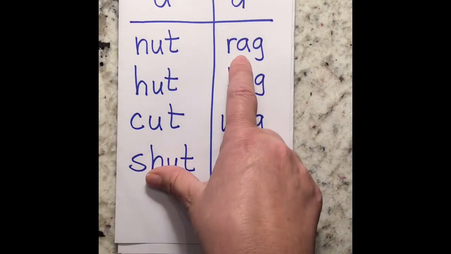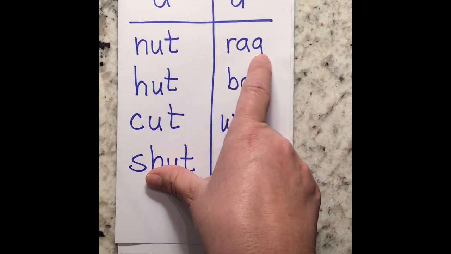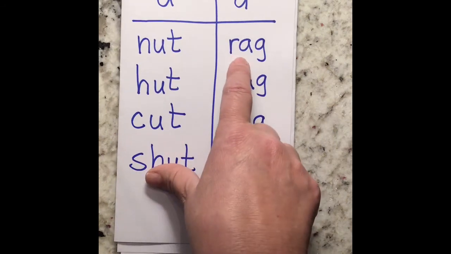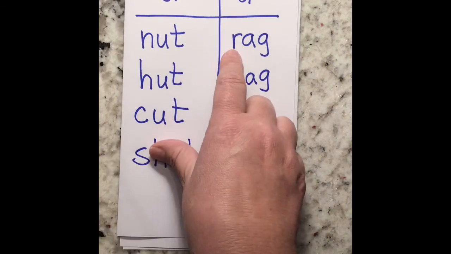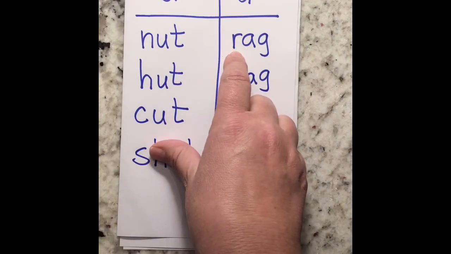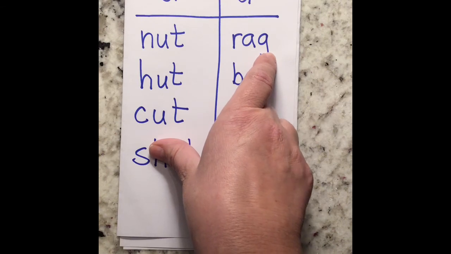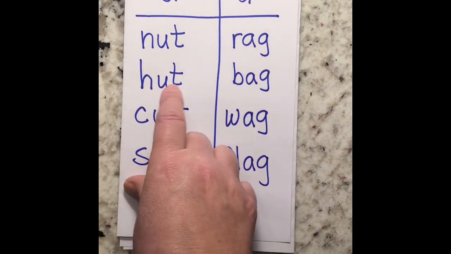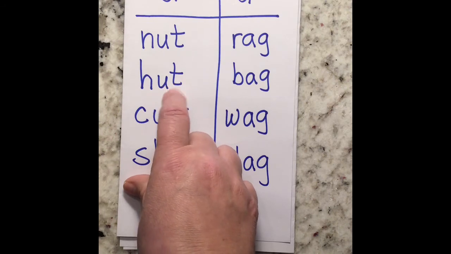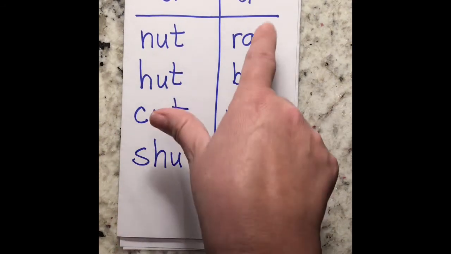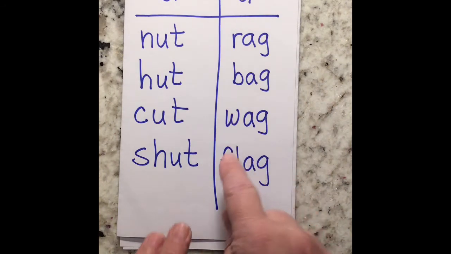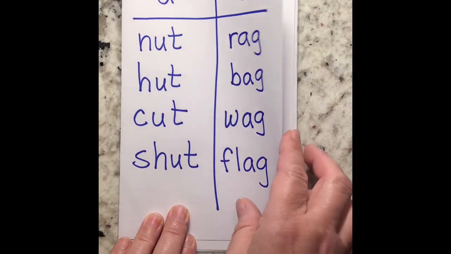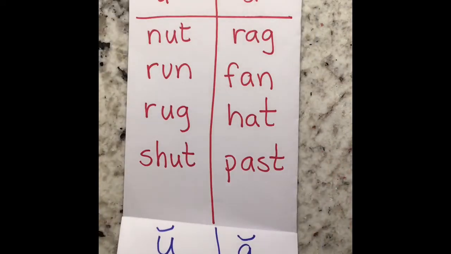And they would have a bigger unit of sound because ag is a bigger sound than a. They would also have a better location, because the difference between rag and maybe hut is not just the middle sound, it's also the end. These all end with T's, these all end with G's. Now, that means that this sort is easier than this sort.